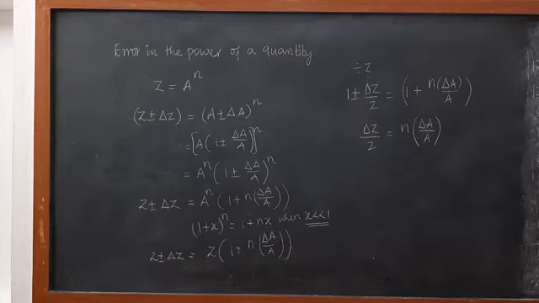So we can define that the relative error in a physical quantity raised to the power of k is k times the relative error in the individual quantity. Again I can say, the relative error in a physical quantity raised to the power k is k times the relative error in the individual quantity.